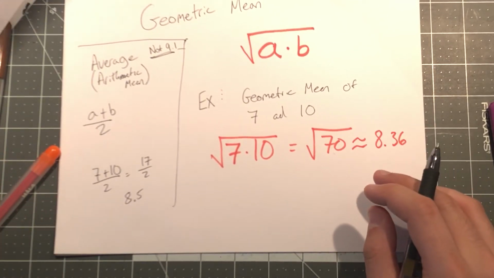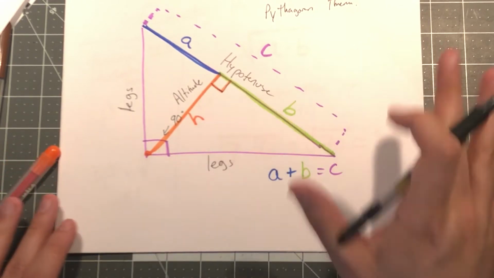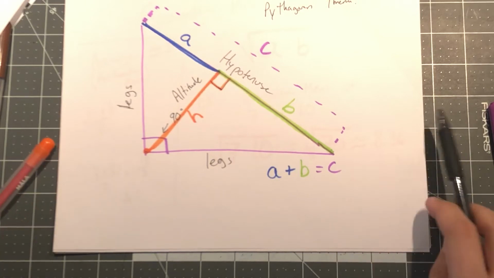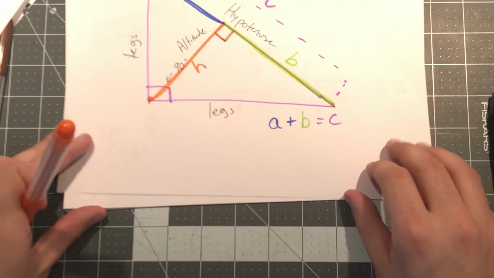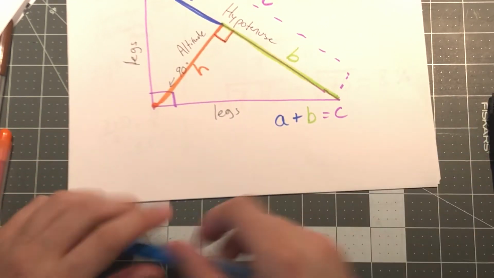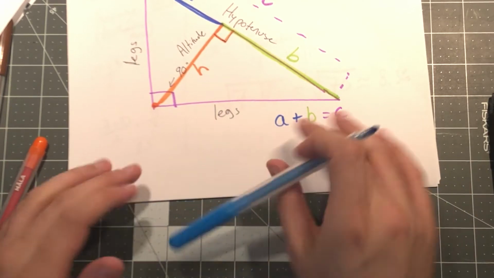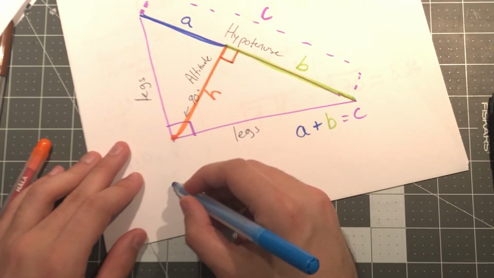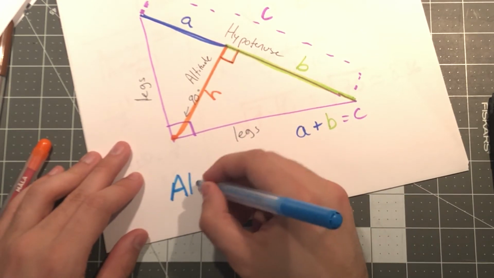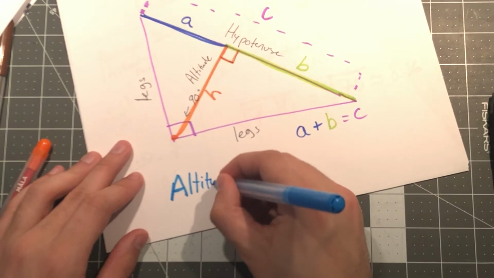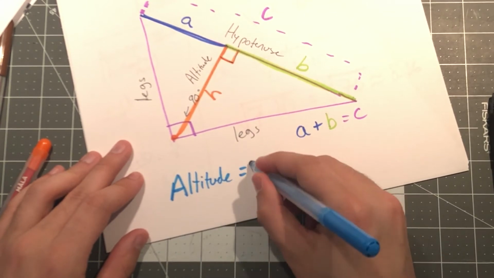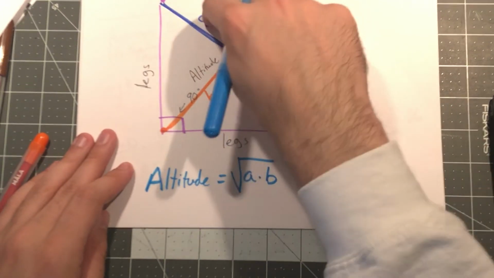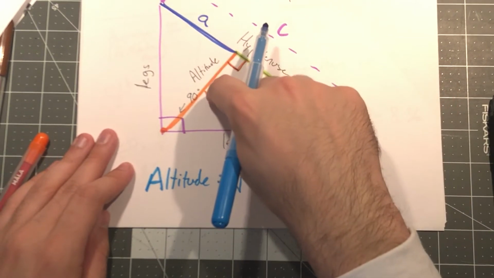So going back to what we were just talking about, we have our hypotenuse. We have broken it into two parts. We have our altitude. Our altitude is going to be the geometric mean of the hypotenuse parts. So if I wanted to find the altitude, it's going to be the square root of a times b. This times this equals this.